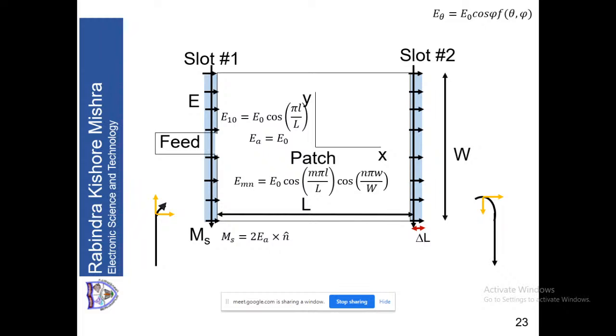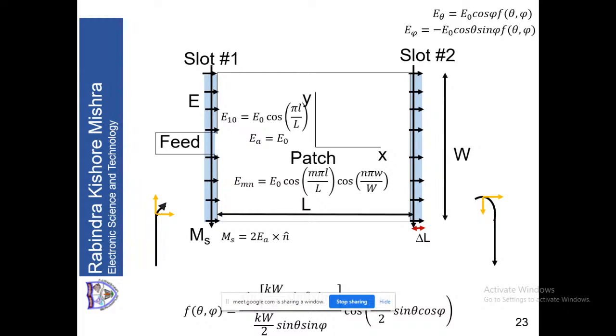E phi will be minus E0 cos theta sin phi F(theta, phi). Now what will be F(theta, phi)? F(theta, phi) is equal to sin(kW/2 sin theta sin phi) divided by (kW/2 sin theta sin phi), into cos(kW/2 sin theta cos phi).